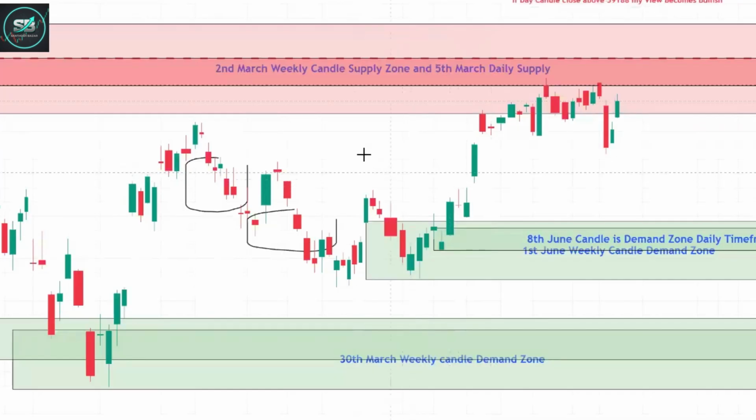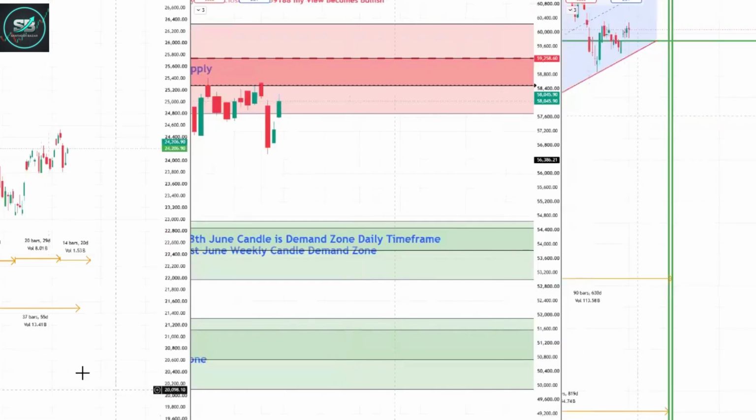Hope you got a very good understanding of how to trade in Nifty using these weekly and daily supply demand zones. Now, as I said at last, I am going to show you one interesting thing in Nifty and Bank Nifty, beyond the price action, beyond the supply and demand zones. Let's go and watch that now.